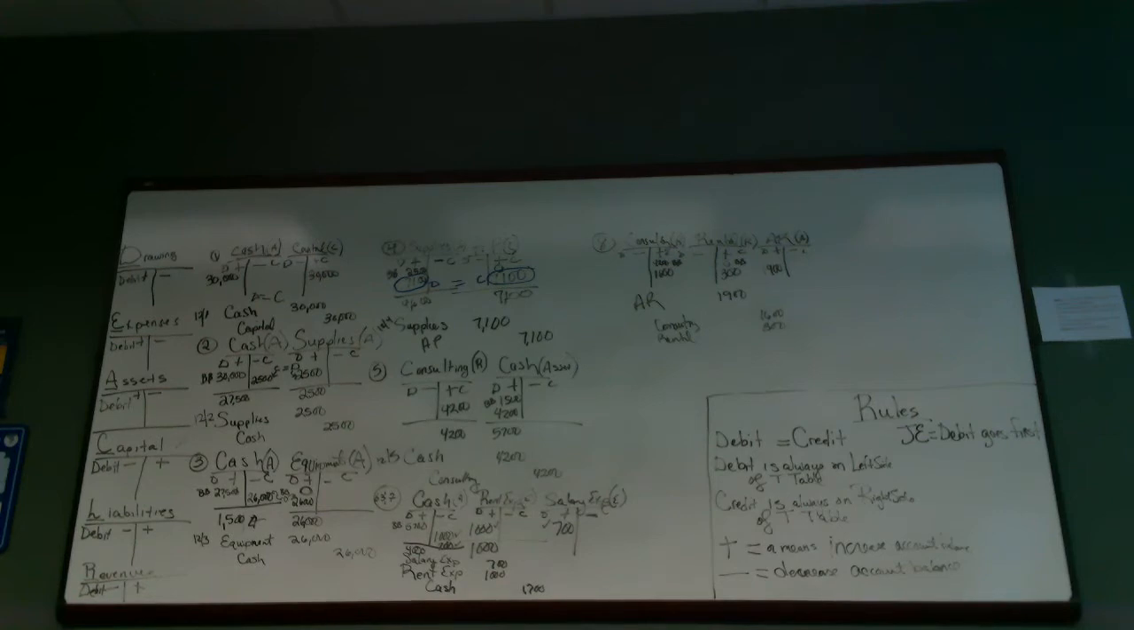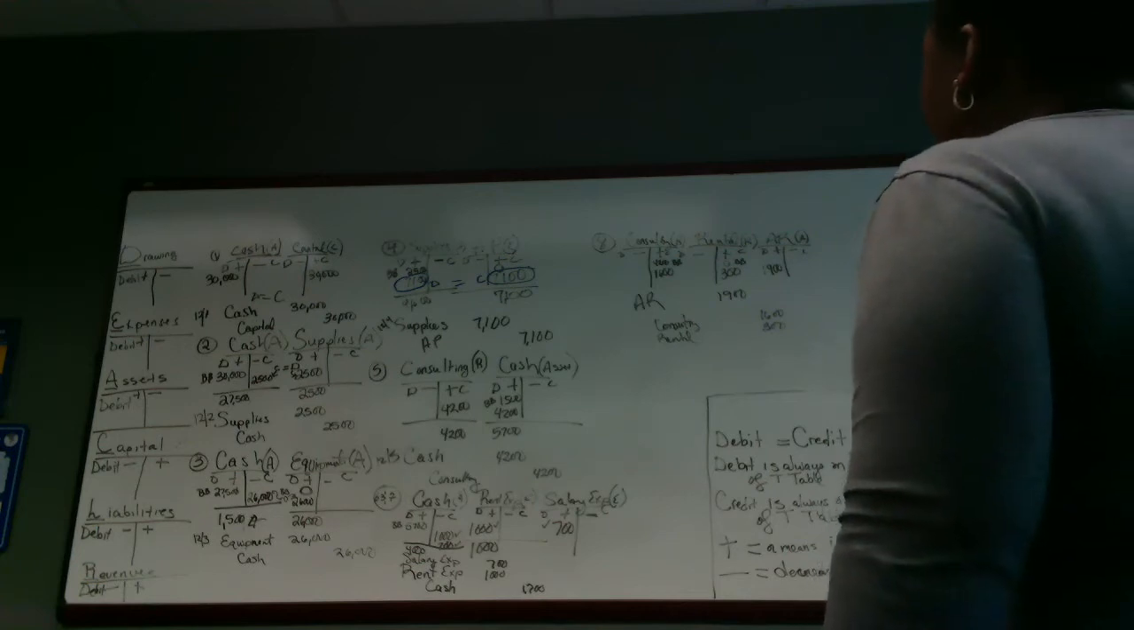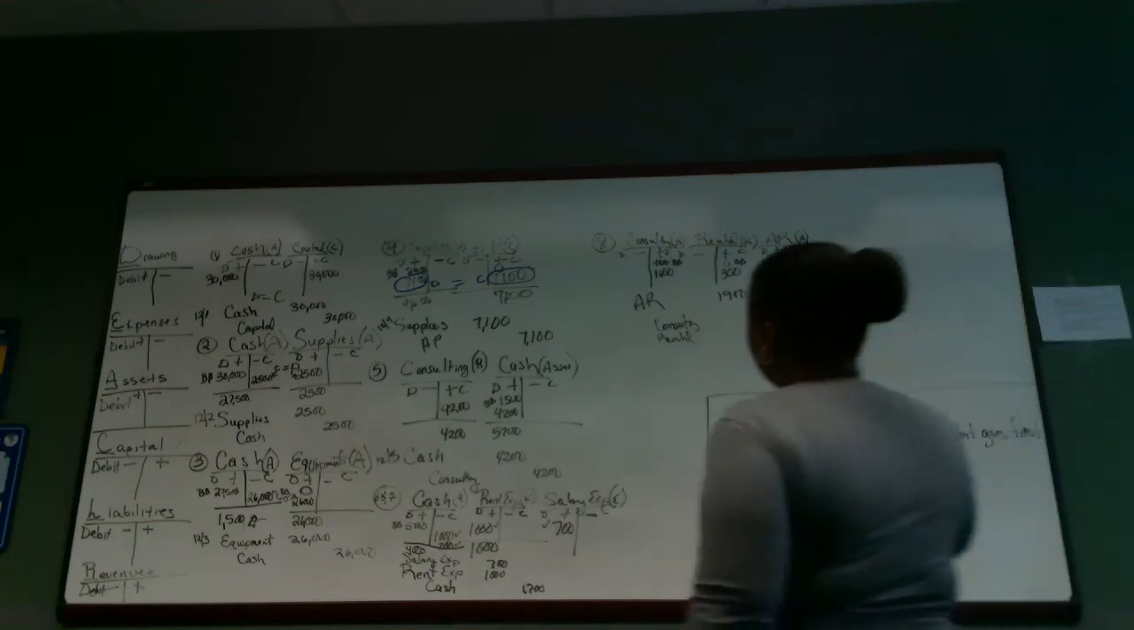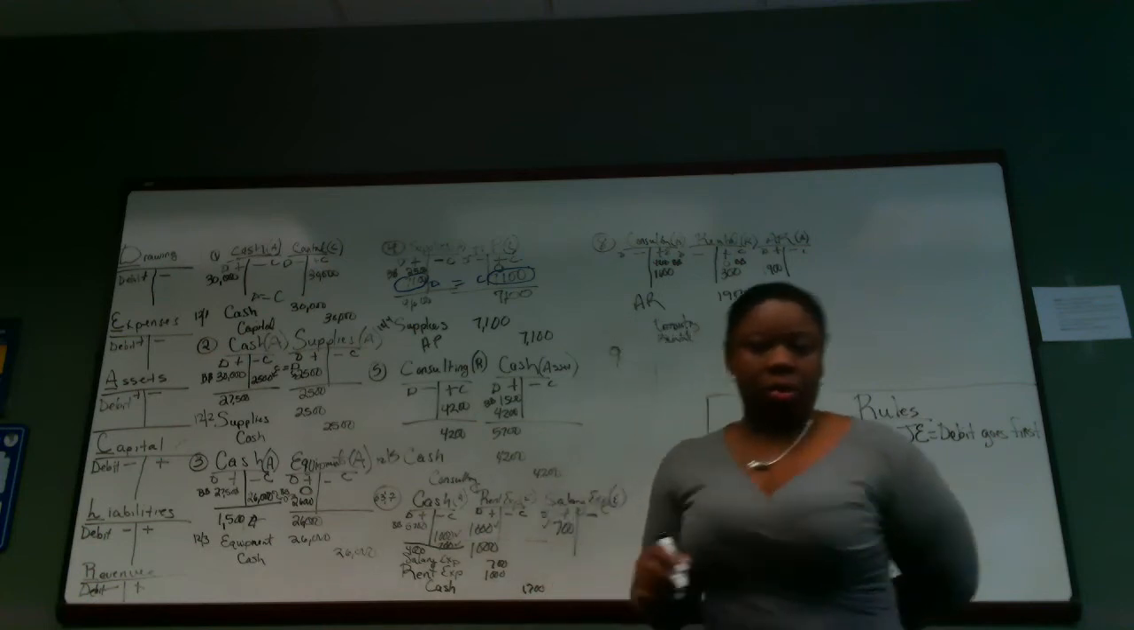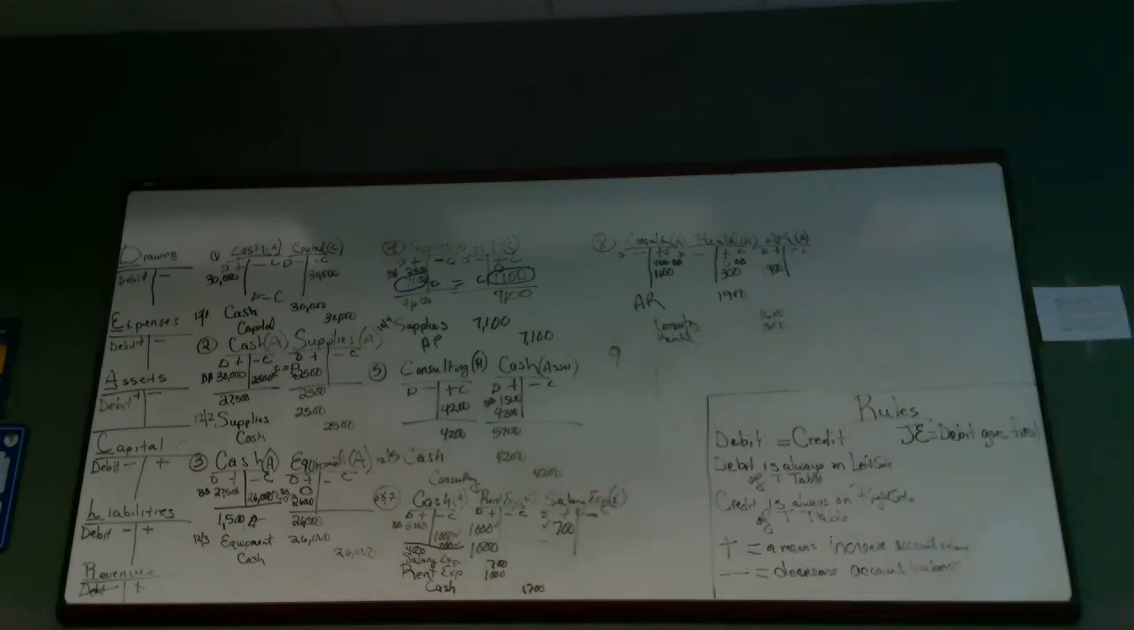Okay, that was 8, and then 9. Nine is going to be receipt of cash from accounts receivable. All right, so now they are paying us from our previous accounts receivable. So 9. So we're going to have our journal entry. Erase a little bit of this.